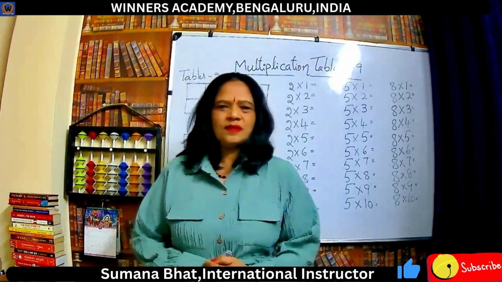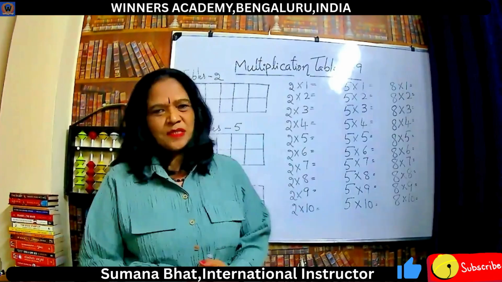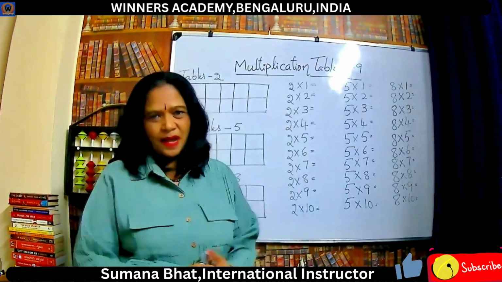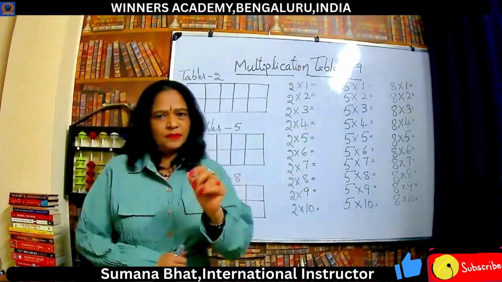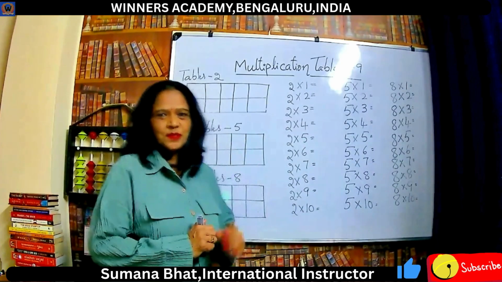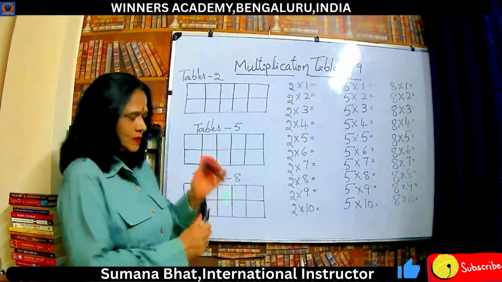Today we are going to learn a beautiful trick to write the basic multiplication tables from 2 to 9. Let us start. First we are going to write the table of 2. Let us see what is the beautiful trick to write the tables. That is so beautiful. See.